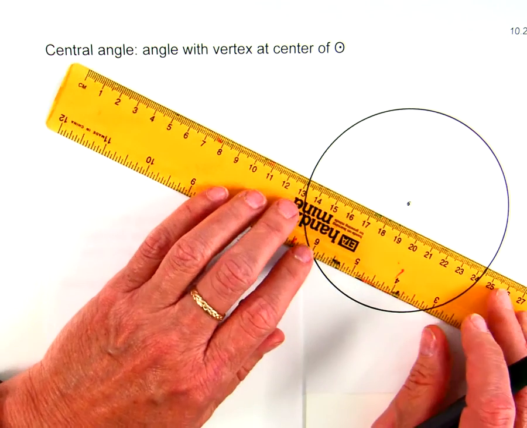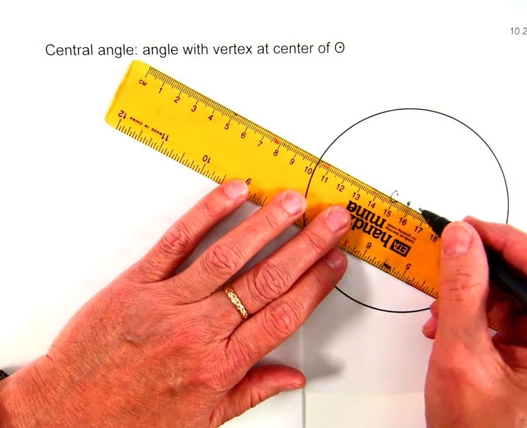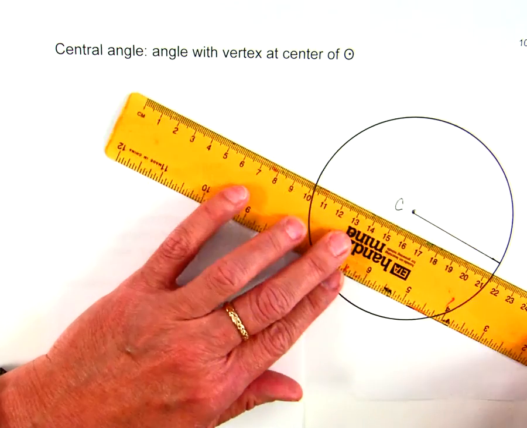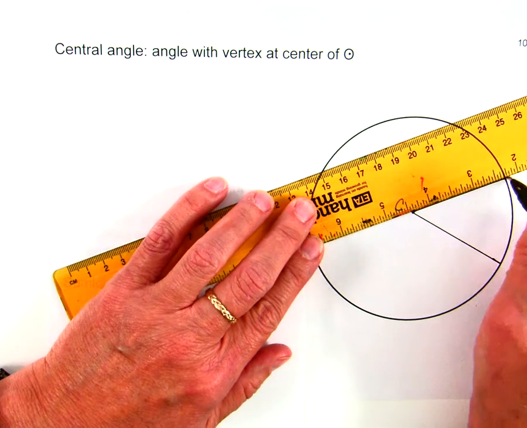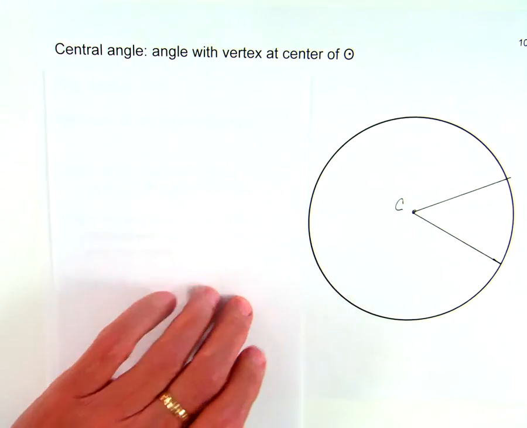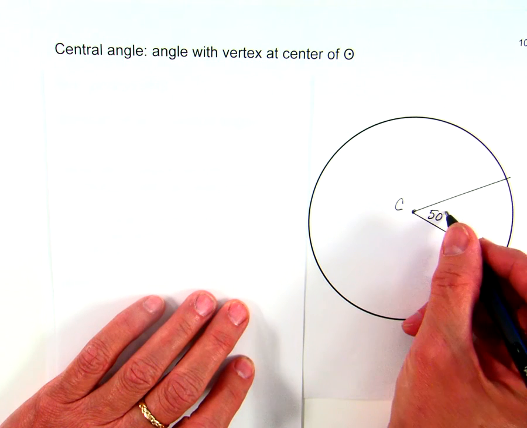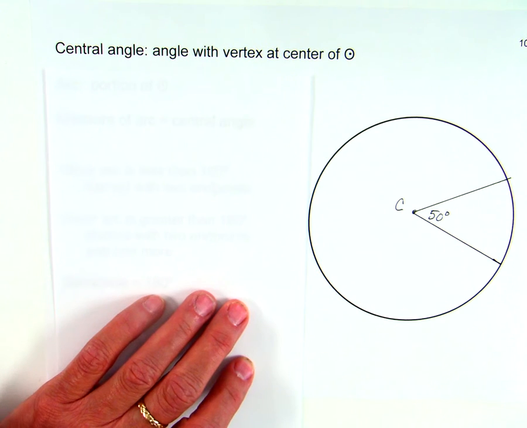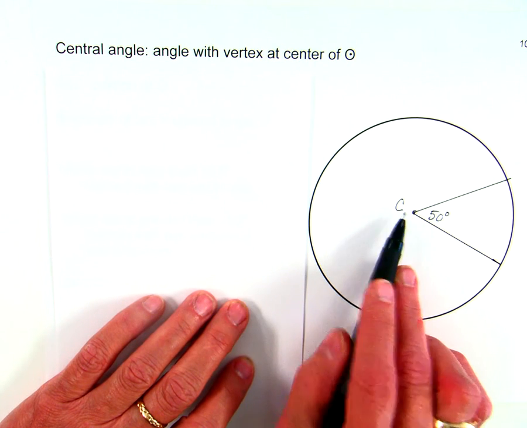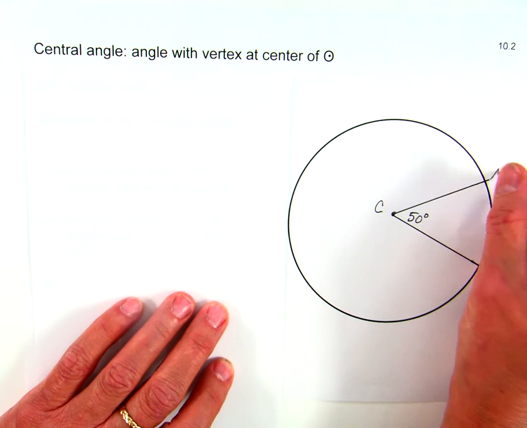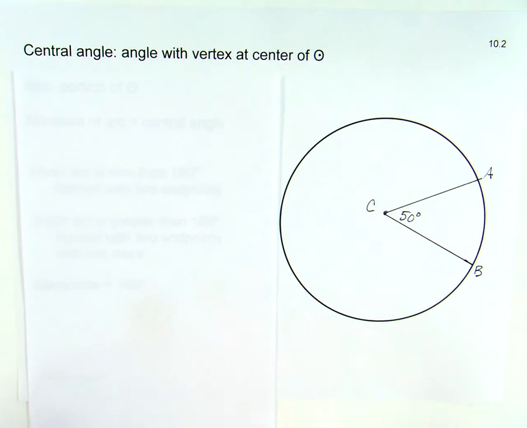So if that's the center of the circle, and the center of this circle is C, then an angle going out with radii to the sides, let's say that's about a 50-degree angle, we'll say. So then this is a central angle because the vertex of the angle is at the center. So this is the central angle, and it's ACB, named as we normally name angles.